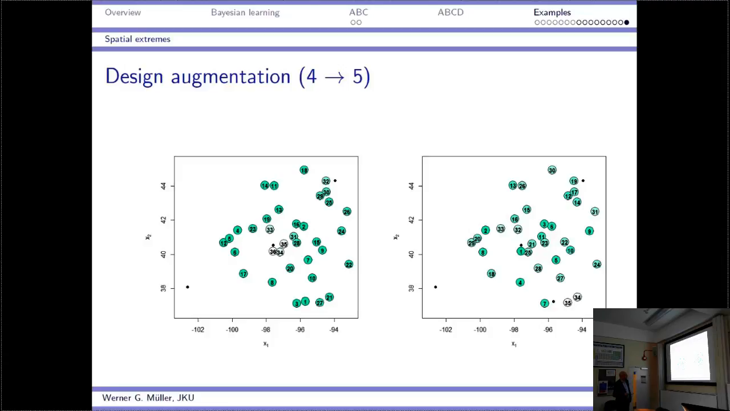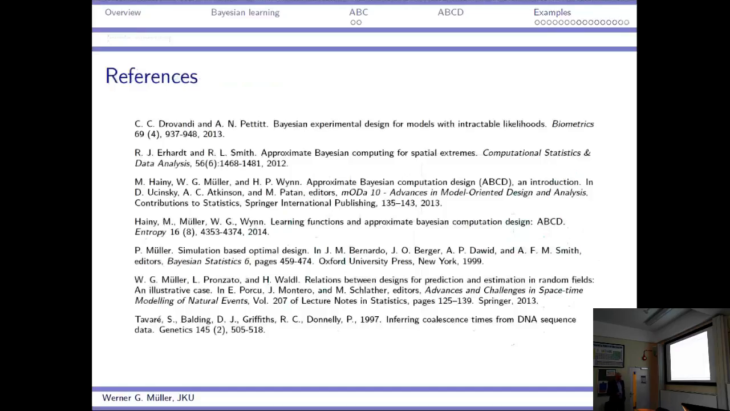Okay, this was, I think, what I wanted to show you. And here I have some of the key references that I've mentioned. Yes, thank you for your attention and ask for questions. Thank you.